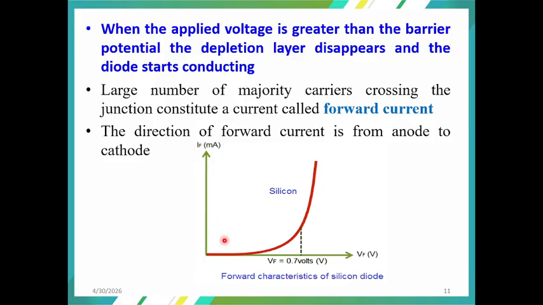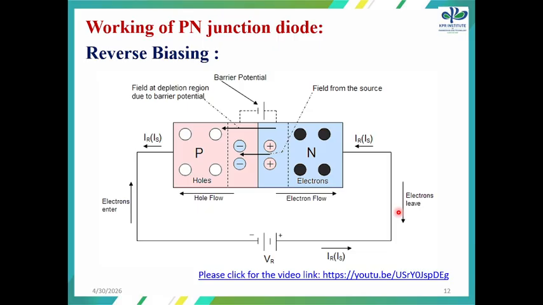Now, this is the characteristics plot of the PN junction diode. Here, VF is equal to 0.7 volt. As we know, silicon has a barrier potential voltage of 0.7 volt. When we provide an external power supply greater than 0.7 volt, the diode starts conducting. This is the conduction part. And this is your voltage axis, and this is your current axis. So, this diagram represents the forward bias characteristic.